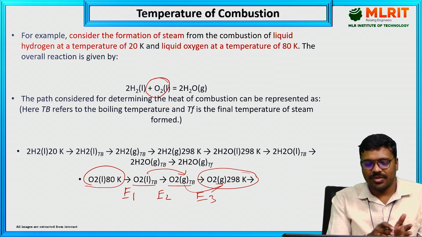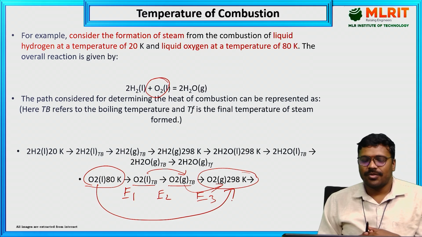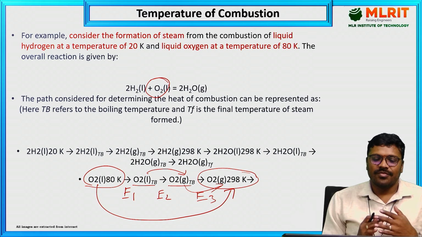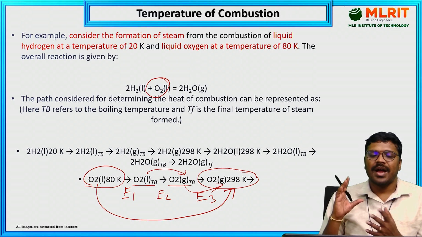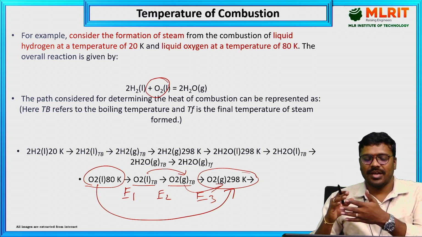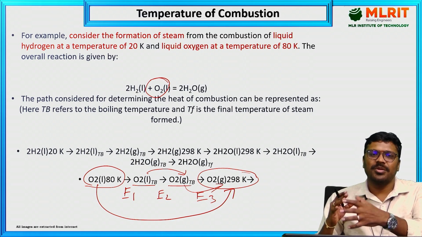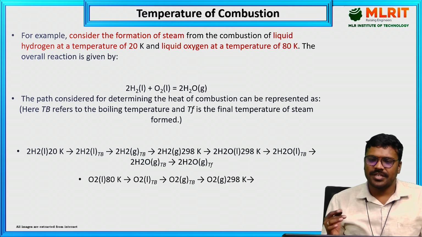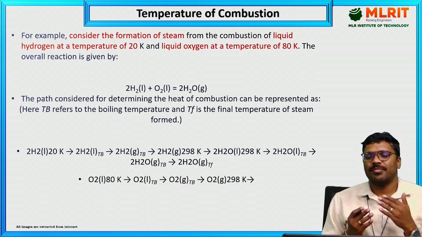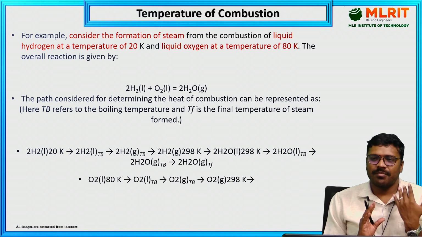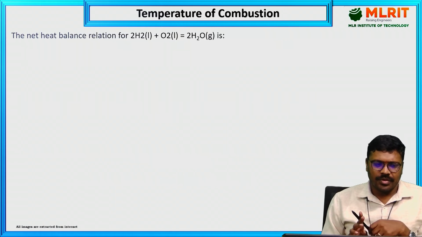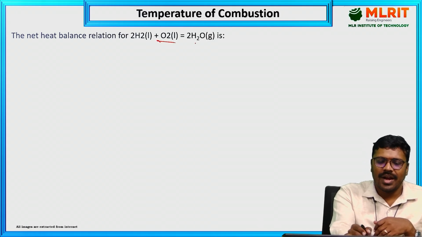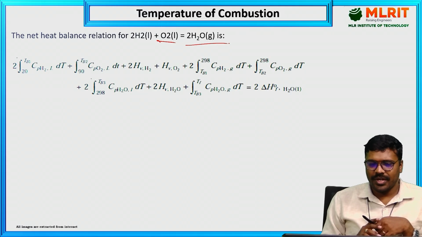Energy is required to transform H2 liquid to the gas at 298 Kelvin. So we have to calculate all these energies, and if you sum them, then we can understand how much energy is generated, and how much energy is transferred, and how much temperature is developed due to the energy transfer. Okay, so sometimes the temperature of the combustion products will be less than the STP condition. Sometimes the temperature of combustion products will be more than the STP condition. So the net heat balance relation for H2O liquid, H2O2 liquid and H2O gas is, right?